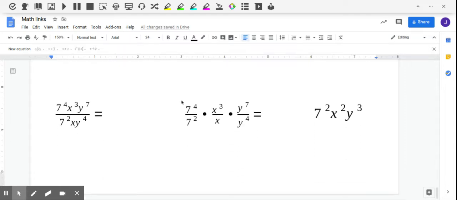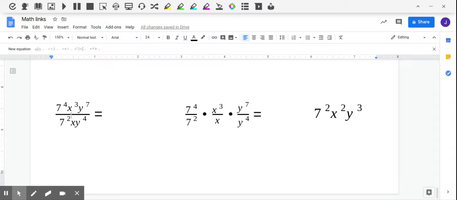The other is these crazy problems like this. We have 7 to the fourth power, x to the third, y to the seventh, divided by 7 to the second power, x, y to the fourth. It looks crazy, but if you break it down into parts, it's a pretty simple problem, says the math teacher.